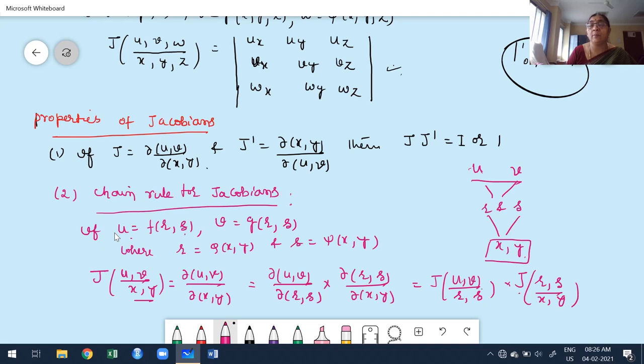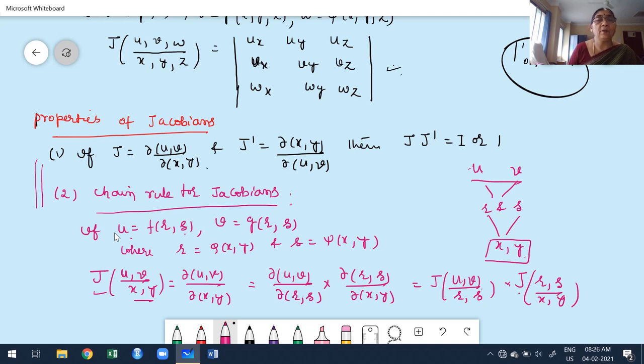You take the product that gives rise to the Jacobian of u, v with respect to x, y. This property is very useful whenever the given function is a composite function. It's a composite function, so how do we find the Jacobian? This is one of the properties. These two properties are very, very important while solving problems based on Jacobians.